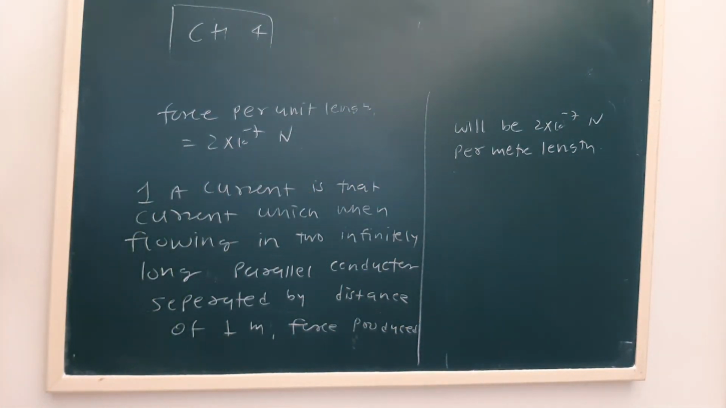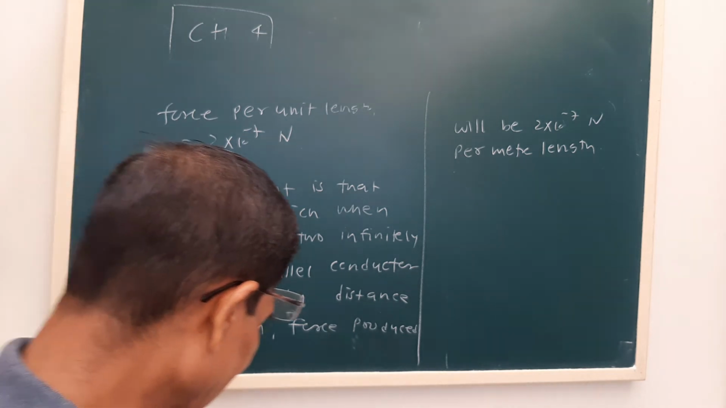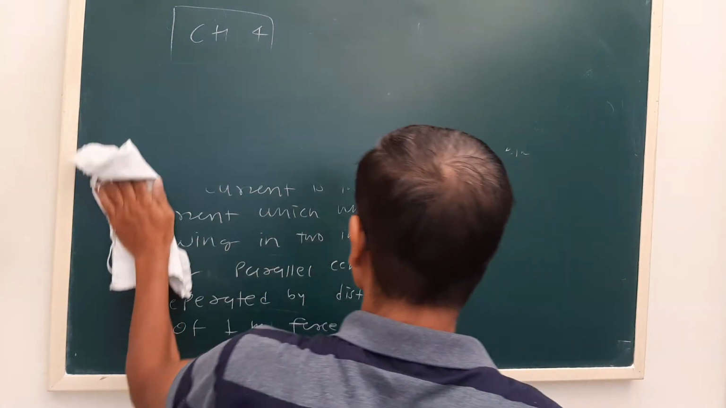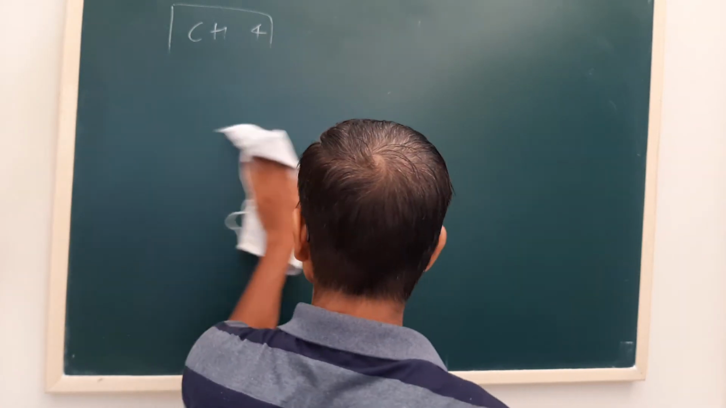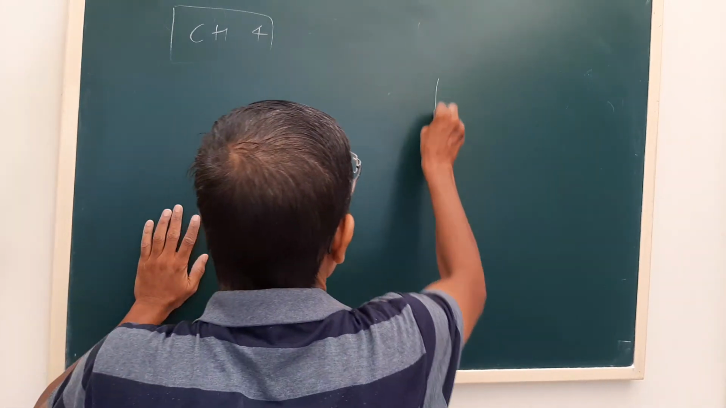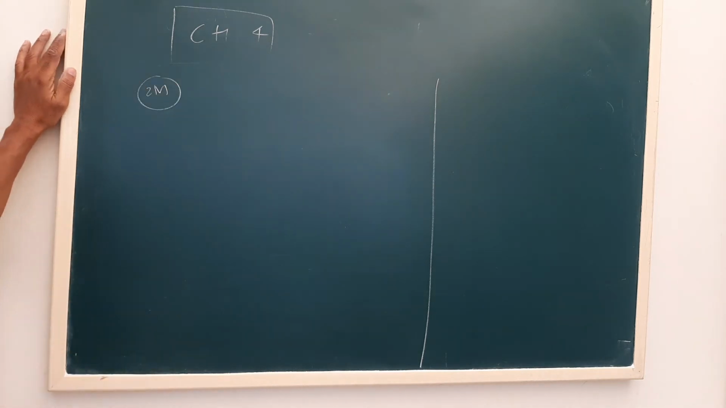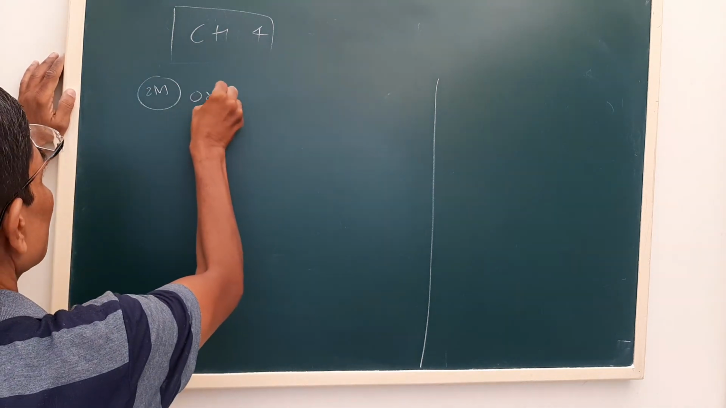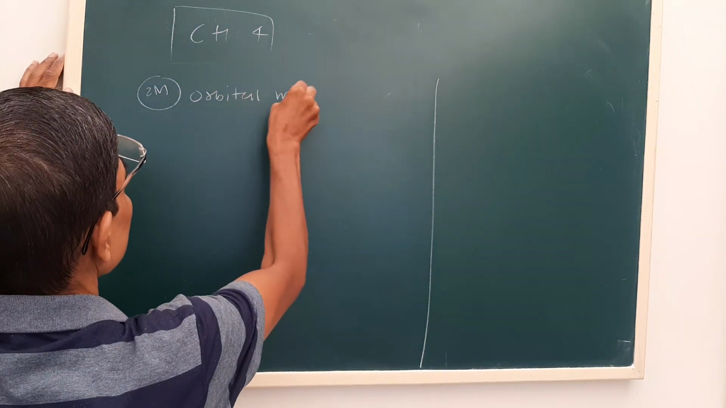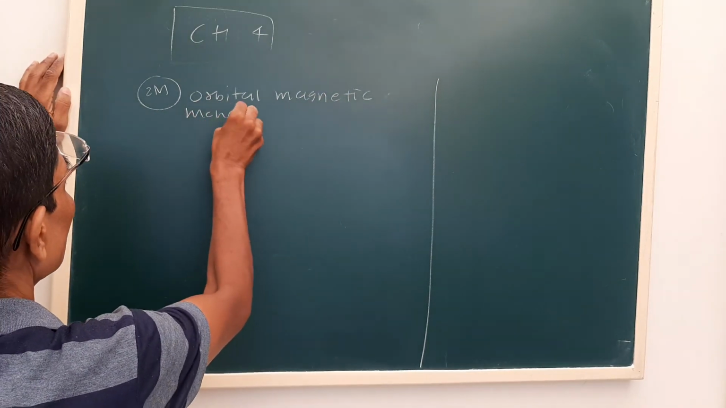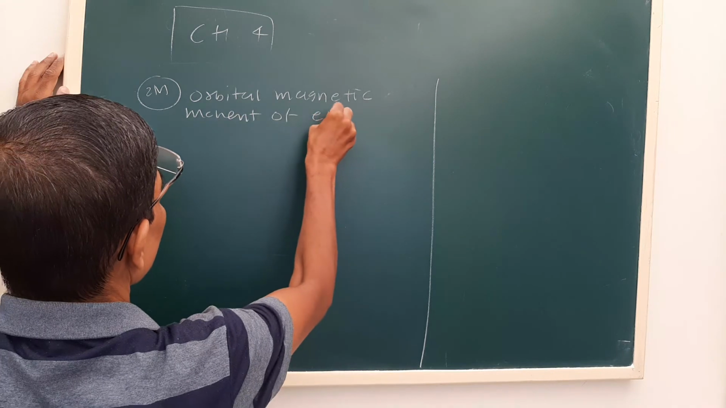Now our next topic is the orbital magnetic moment of an electron revolving around the nucleus. This also can be asked in a 2-mark question. Orbital magnetic moment of electron.